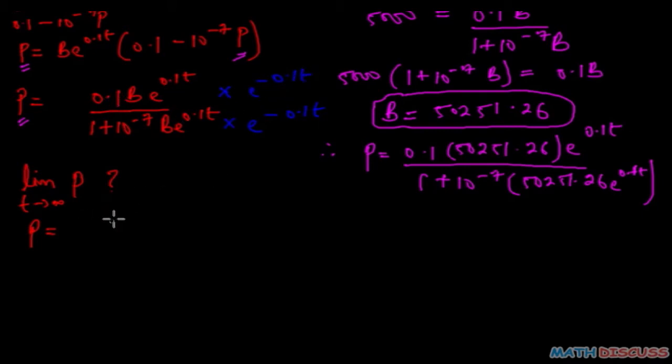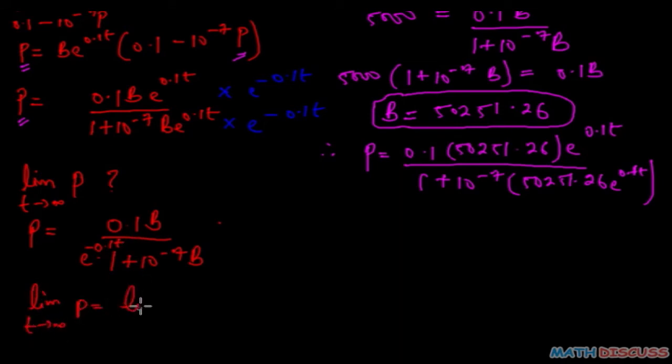When you do this, you have 0.1 times b, and e to the power this times e to the power negative this becomes 1, divided by 1 plus 10 to the power negative 7 times b, and e to the power this also becomes 1. Recall that we already had b to be 5025 1.26. Don't forget this is e to the power negative 0.1t times 1. So now to find the limit as t tends to infinity of p, it will just be the limit of 0.1b divided by e to the power negative 0.1t plus 10 to the power negative 7b.